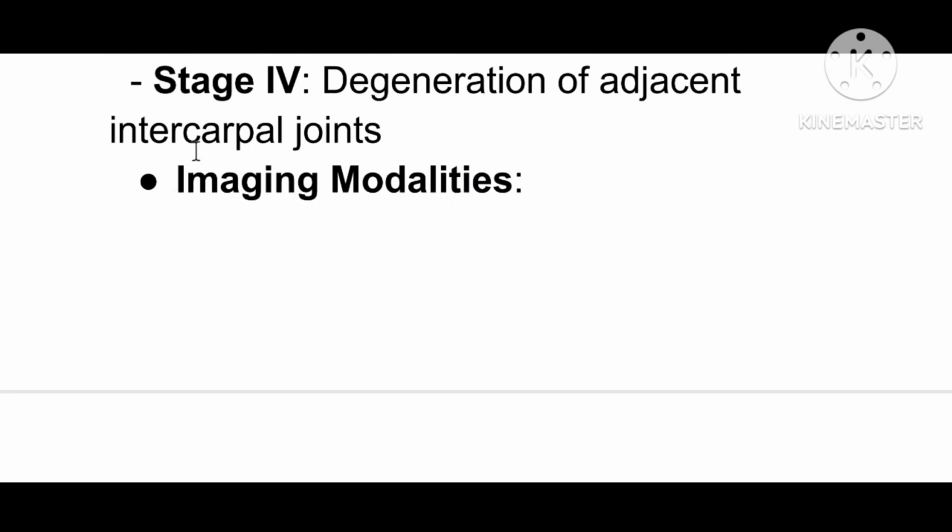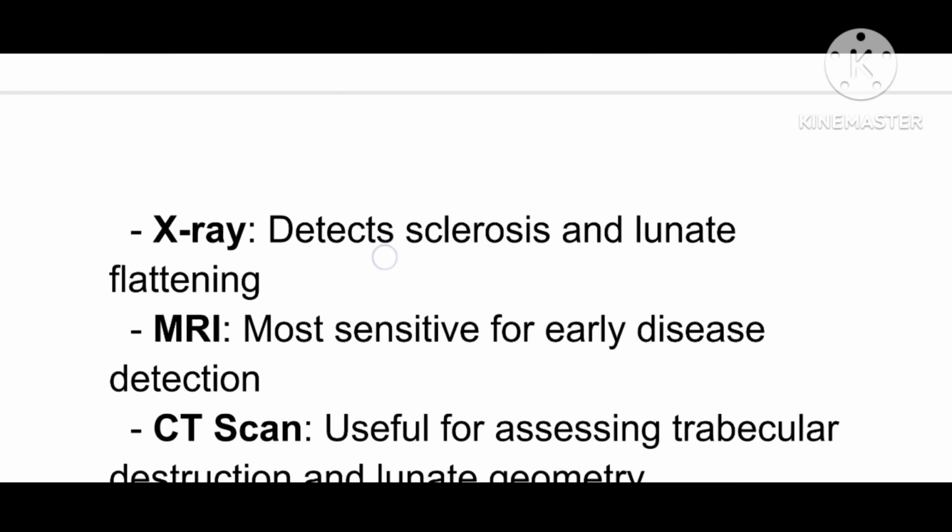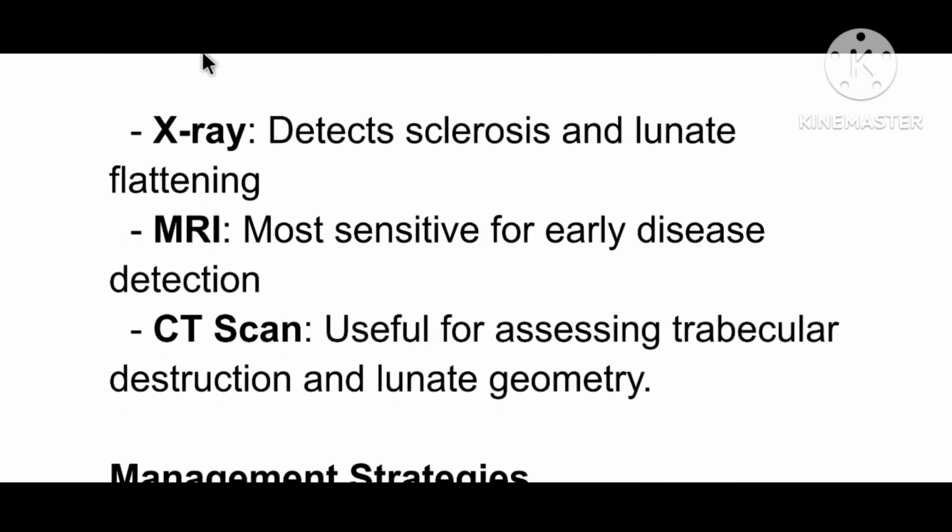Next, imaging modalities. Here we will see X-ray. X-ray detects sclerosis and lunate flattening. MRI is most sensitive for early detection. CT scan is useful for assessing trabecular destruction and lunate geometry.